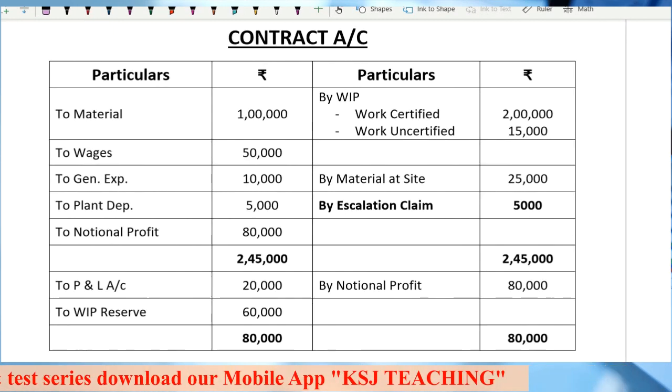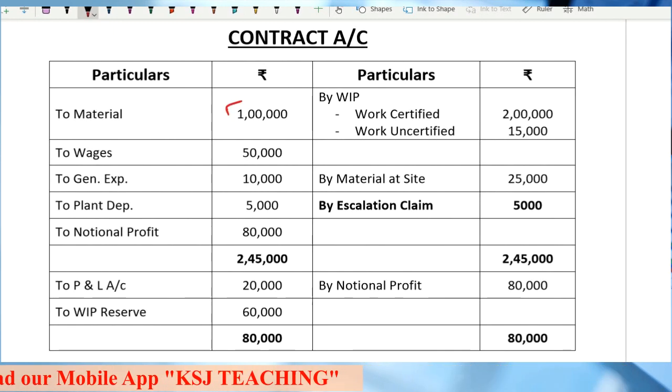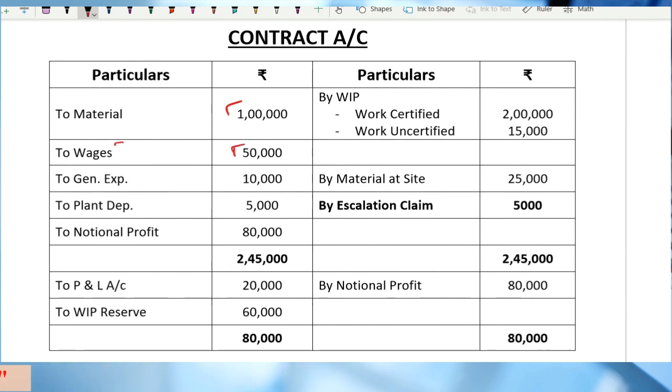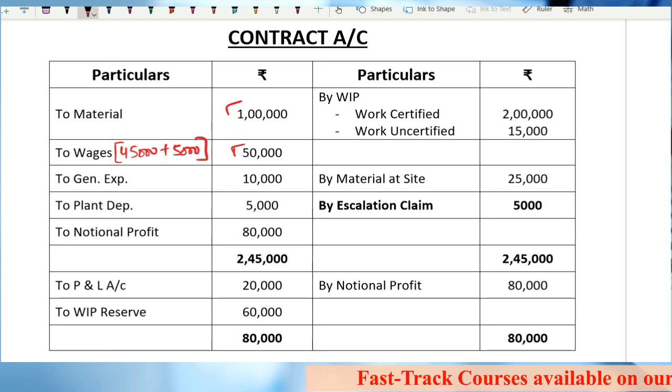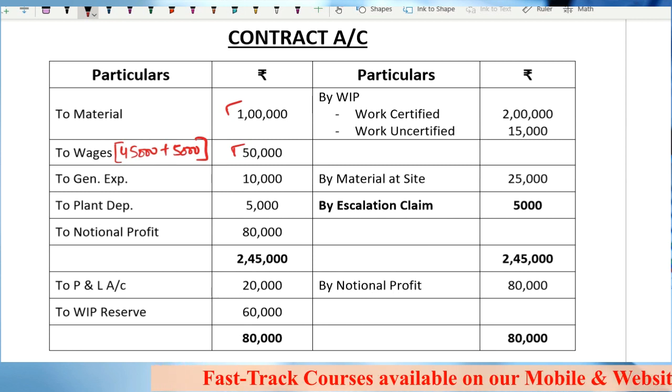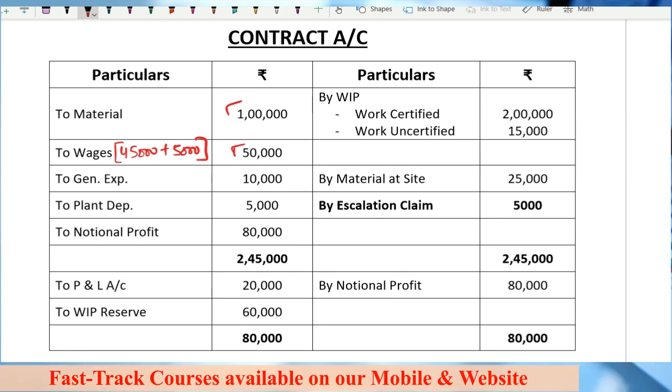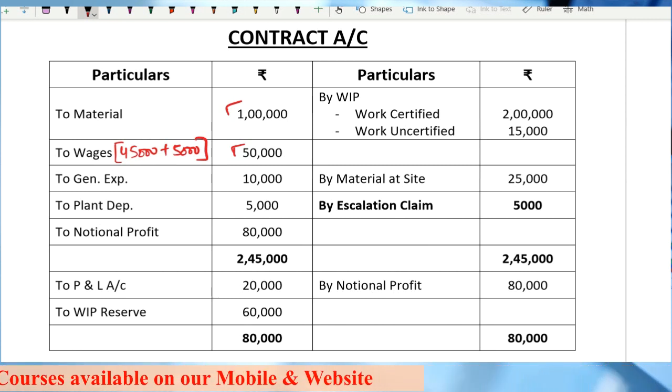To material, 1 lakh rupees given. Any doubts? No, sir. Wages, 50,000. Sir, wages are 45,000. Exactly. 45,000 plus 5,000 accrued. Sir, why are we taking the accrued wages here? Because these wages belong to this period. We have not paid yet, but this is an expenditure of this period only. Clear? To general expenses, 10,000.